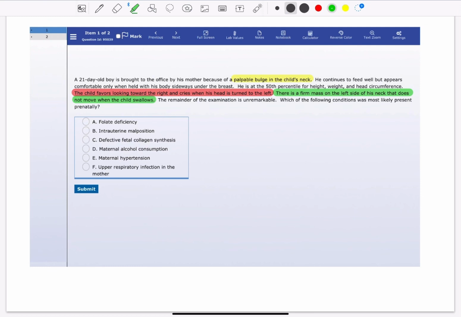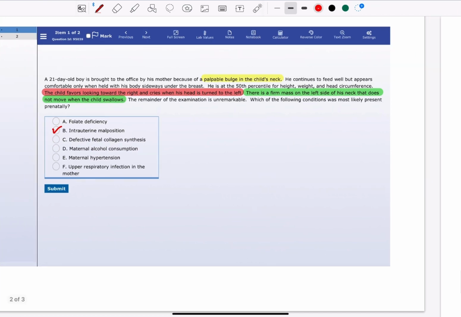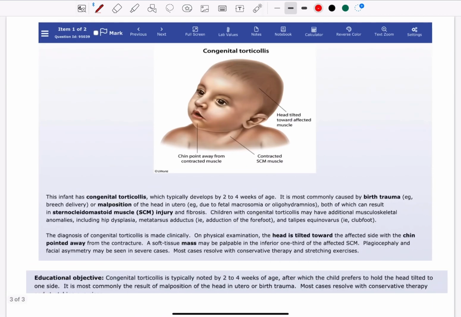The correct answer is intrauterine malposition, because this is a typical case for congenital torticollis, which occurs in the first 2 to 4 weeks of age, which is caused most commonly by birth trauma or malposition of the head of the baby in the utero, and that causes sternocleidomastoid injury. That's the picture of congenital torticollis, and thank you for watching.